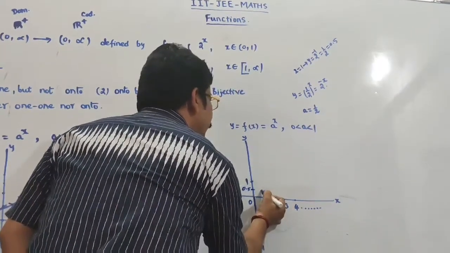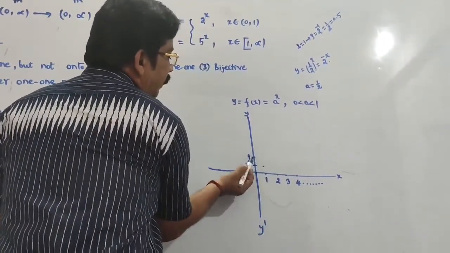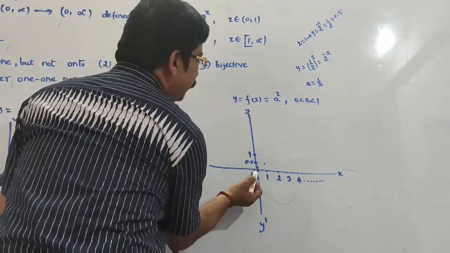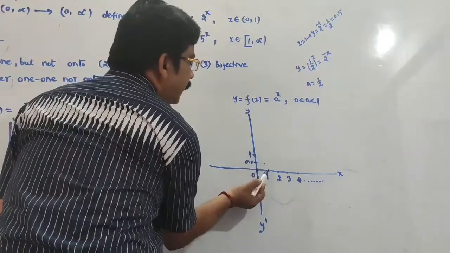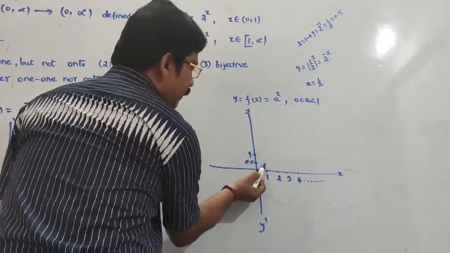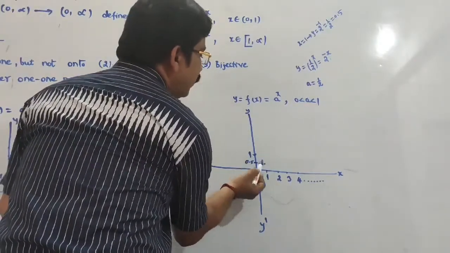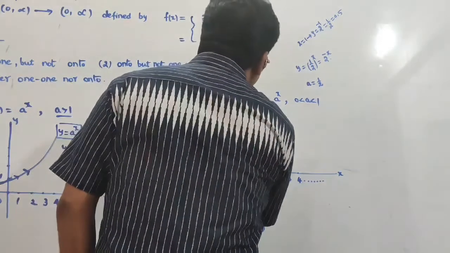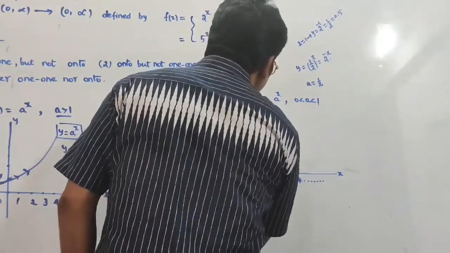So at x equal to 0, it is 1. Look at the board. At x equal to 1, it is 1 by 2, means 0.5. So gradually it is decreasing. Therefore, the graph will be like that.